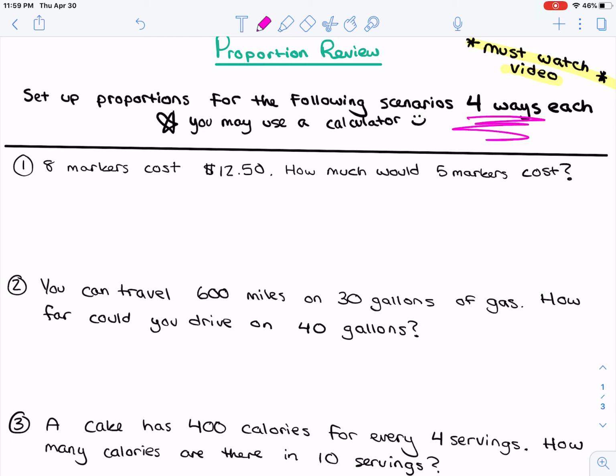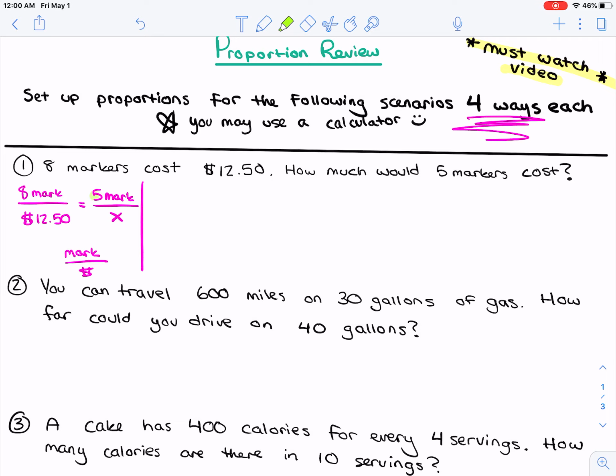So for our first way here, we have 8 markers costs $12.50. How much would 5 markers cost? So one way we could go about setting up a proportion, we could say that we know our 8 markers costs $12.50. So I'm going to keep all of that over to the left. That's our known side. And over here on the right, I want to know how much 5 markers would cost. So since I did markers over cost on the left, I'm going to do this exact same thing on the right. So here I would have 5 markers, and then that's going to be over our X because we don't know how much that costs, okay?